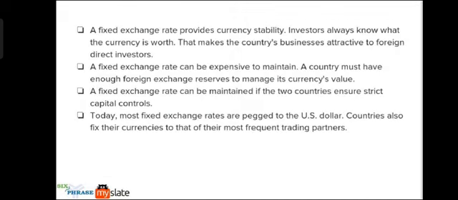A fixed exchange rate provides currency stability. Investors always know what the currency is worth. That makes the country's business attractive to foreign direct investors.